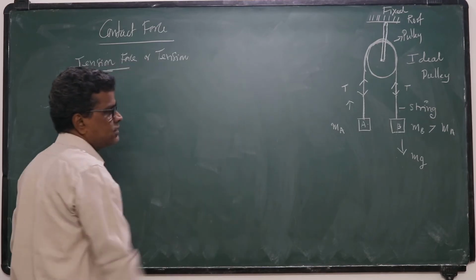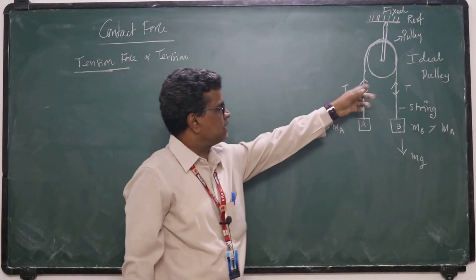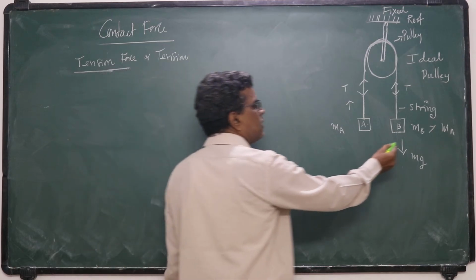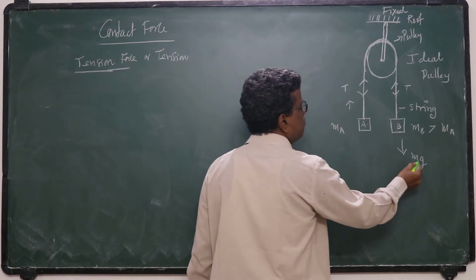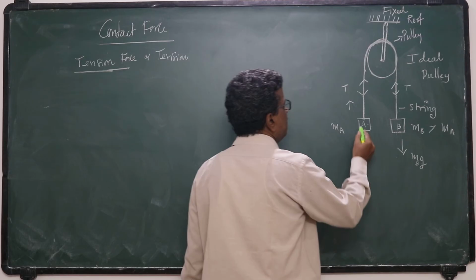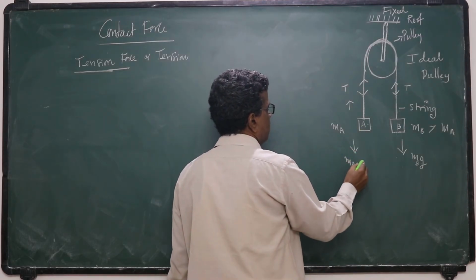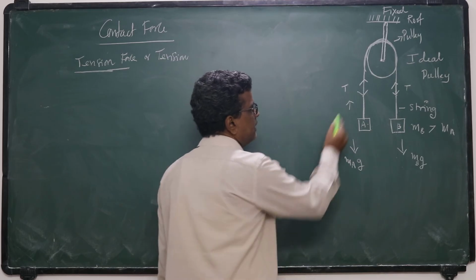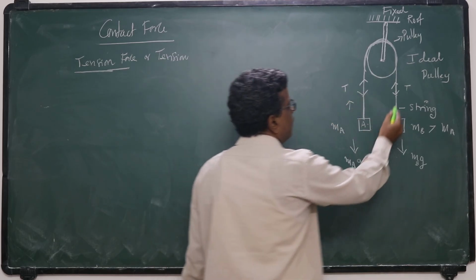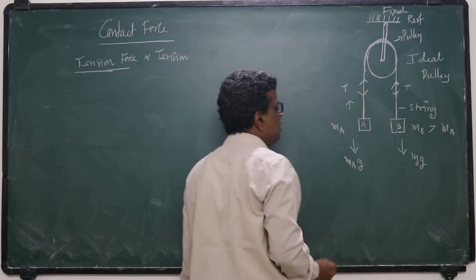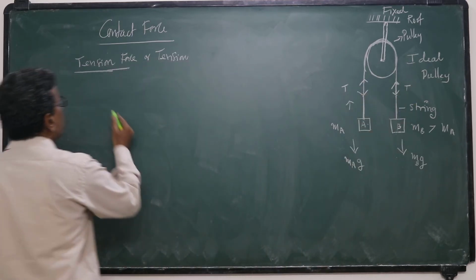So let us study these forces. What are the forces acting on this block A? Here is the gravitational force: the weight of B is mg, and the mass of A, ma, also acts down, ma into g, and the tension is acting up. Here T is the tension in the string. Here I want to explain what an ideal pulley is.